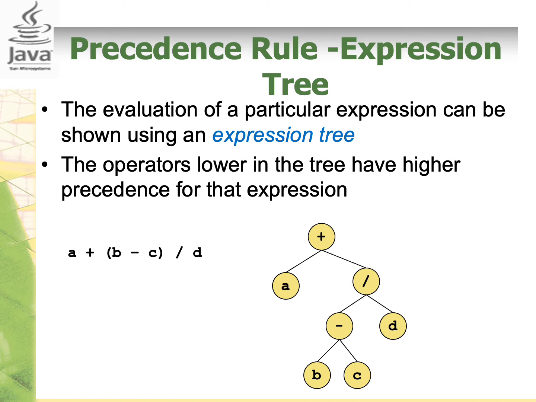The evaluation of a particular expression can be shown using an expression tree. The operators lower in the tree have higher precedence for the expression. For example, when we have A plus, in parenthesis, B minus C divided by D, the parenthesis has the highest precedence, so that will be done first. It shows at the lowest part of the tree.